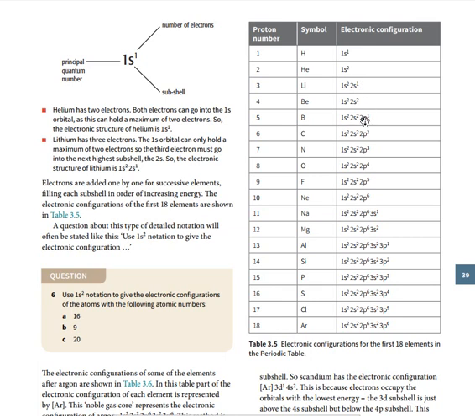So you are going to have a total of 2 electrons in an s subshell, a total of 6 electrons in the p subshell, a total of 10 electrons in the d subshell, and also a total of 14 electrons in the f subshell. So these are the points to put in your mind.